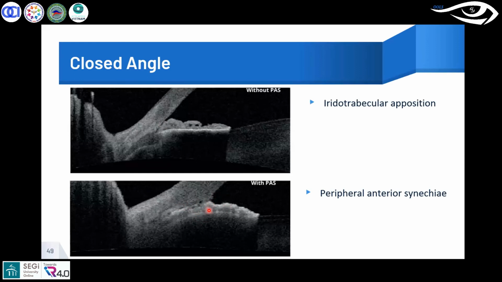So this is where the peripheral iris is completely adhering to the angle. So there is peripheral anterior synechiae here. And this could probably appear in case of post-traumatic or even after cataract surgery, or when there is iris bombe, when there is a pupillary block glaucoma.